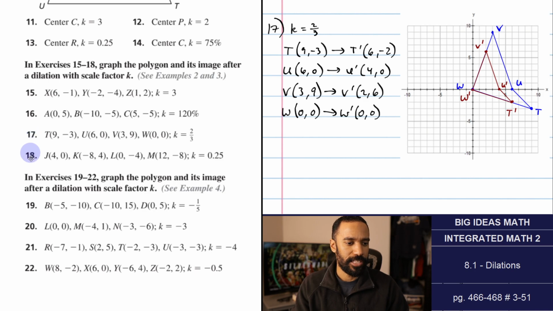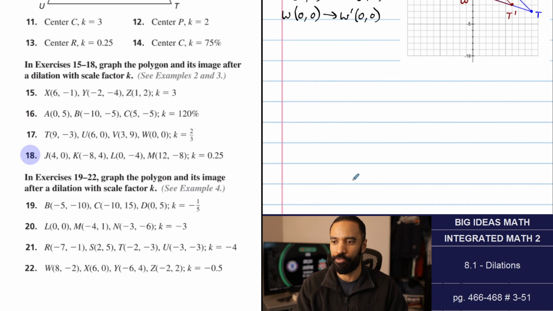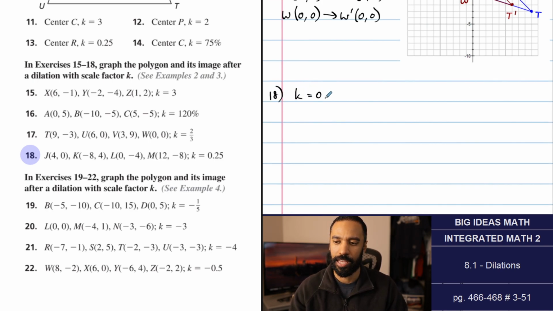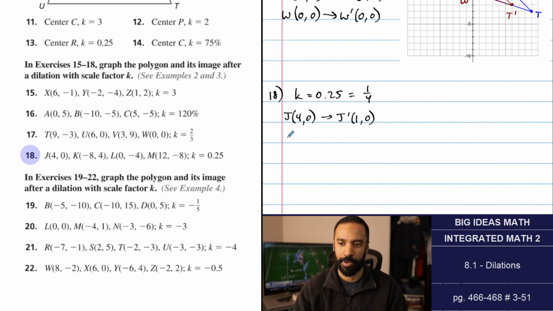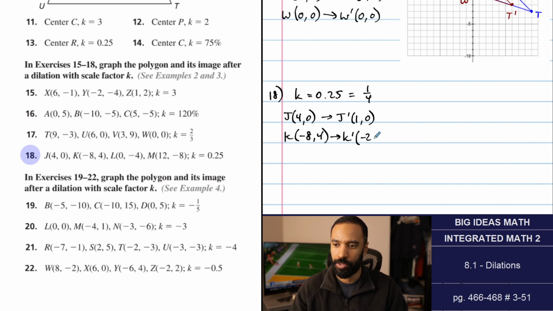All right, and number 18, another reduction. It says 0.25. We've seen that before from the construction ones. 0.25 is also 1/4, which means we're dividing our numbers by 4. So as long as they stay pretty accurate, we'll be good. J is at 4, 0. That means J prime is at 1, 0. Dividing by 4. K is at negative 8, 4. Whoopsie. So K prime is at negative 2, 1.